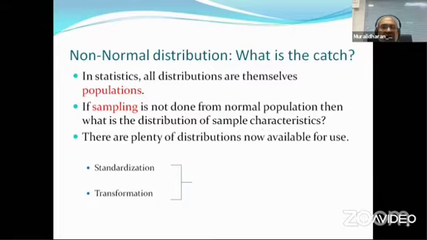So let us now see the important part. Regarding the normal population, no problem. But what if it is not normal? Suppose we are working with a non-normal distribution, then what is the purpose? In statistics, as I had already mentioned, distributions are always called populations. Now, suppose sampling is not done from a normal population, then what is the distribution of the sample?